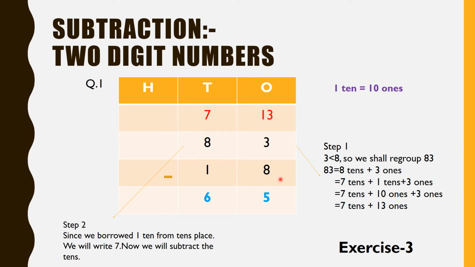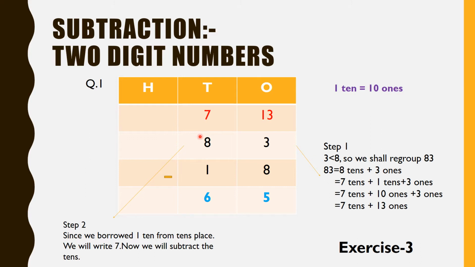Now you can see that from 3 we cannot take away 8. Why? Because 3 is less than 8. So for this reason, we have to borrow 1 ten from the tens place. Here we have to borrow 1 ten from 8 tens. Now as you all know, 1 ten is 10 ones, right?